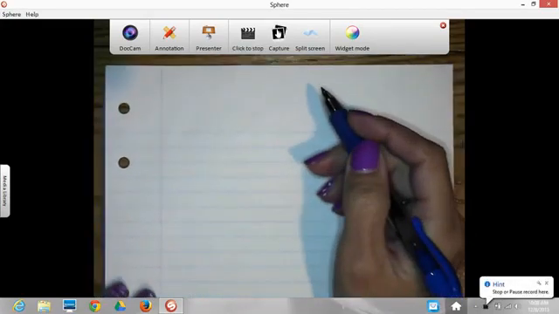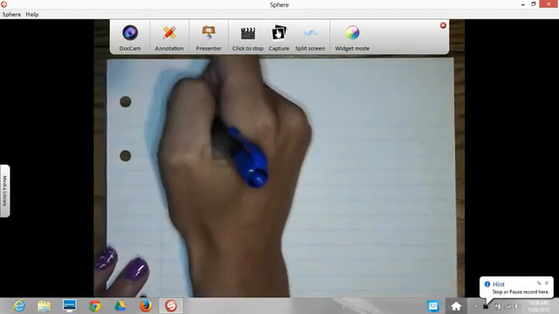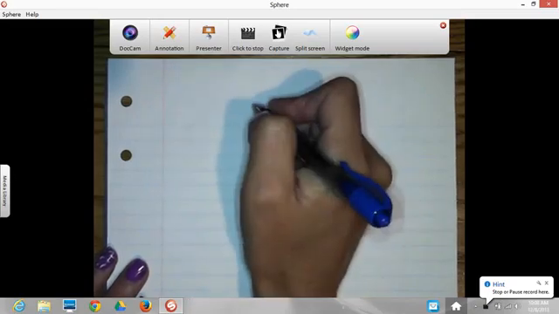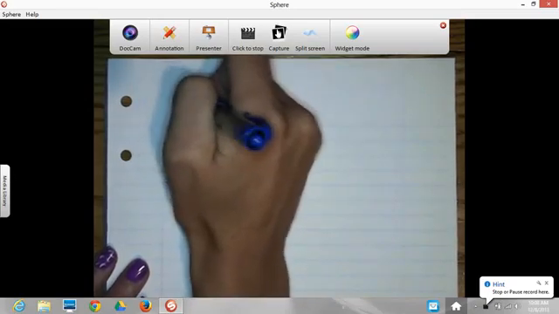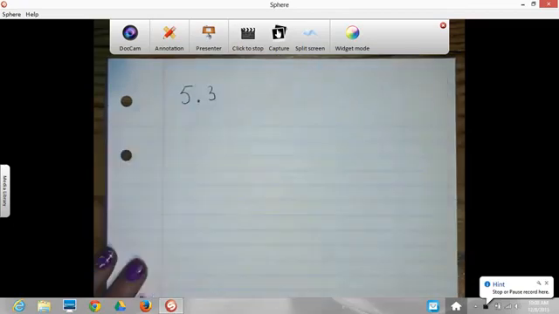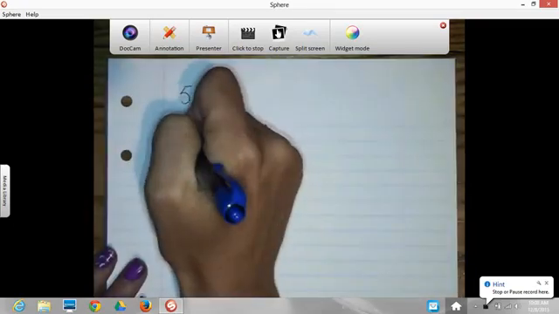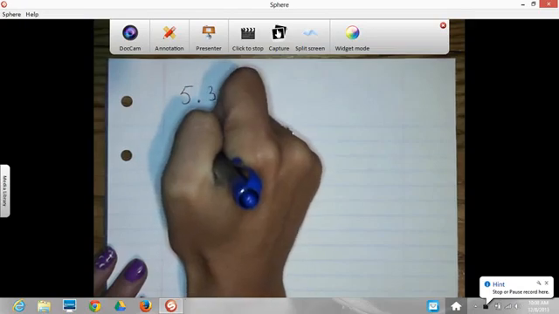Okay, we are looking at section 5.3. The beginning part of it's going to be a little bit of a challenge, but it ends easier than it starts. In this section, we're going to be finding the equation of a tangent line. Again, that's the easy part.